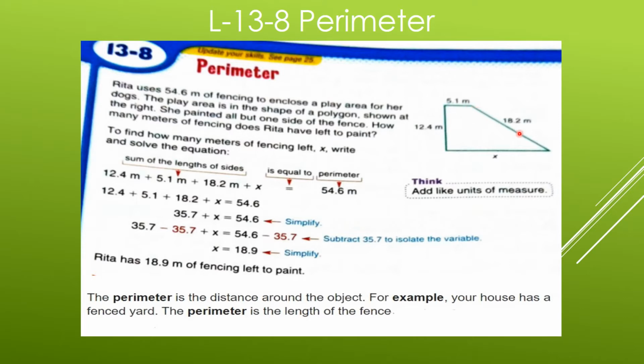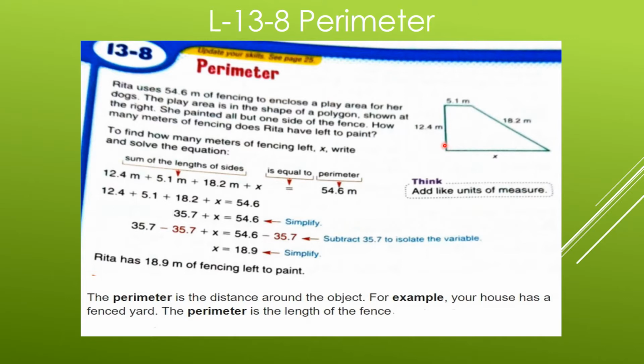This length plus this length plus this length plus this length. Add all the boundary. Then in this one, what is your question here? Rita used 54.6 meters of fencing to enclose a play area for her dog. That means this is the play area of the dog. And what is the fencing? This side, this side, this side and this side. Then all together it's the perimeter.